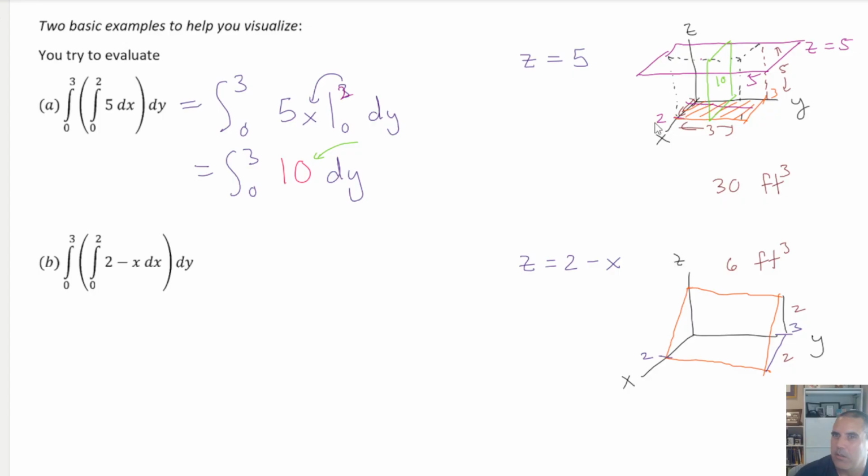Everywhere along the way, the cross sections are 10. And then you integrate. It's the integral of 10 dy from 0 to 3. It's 30. Hooray. This one, if you do the cross sections, let's see what happens.